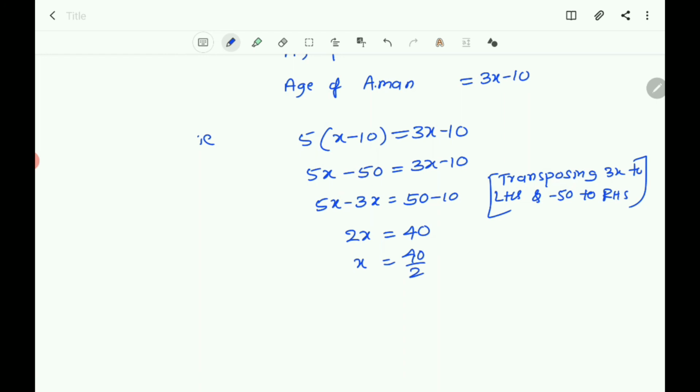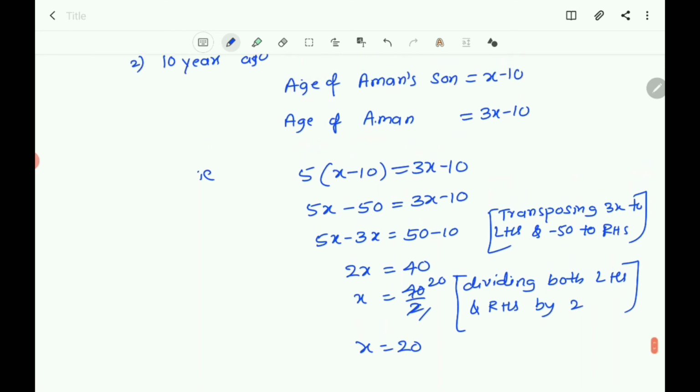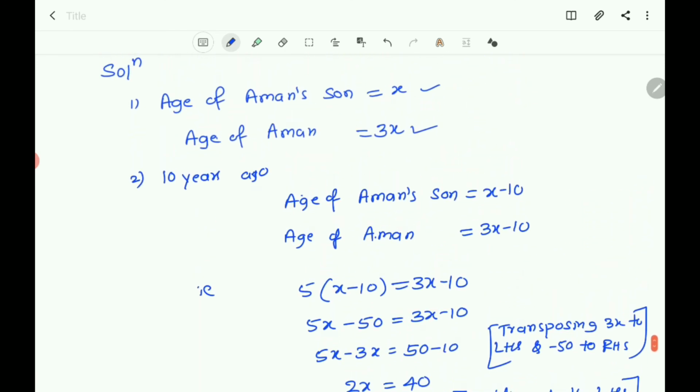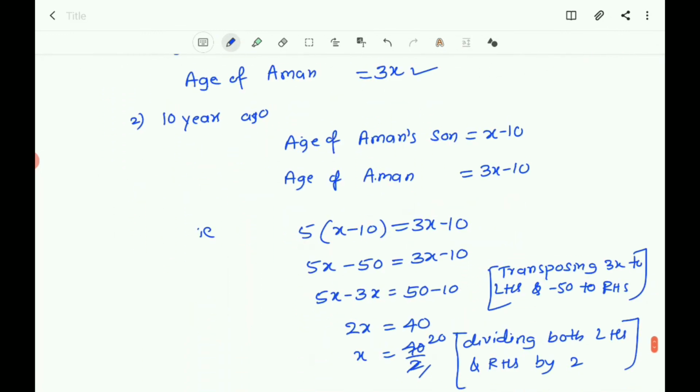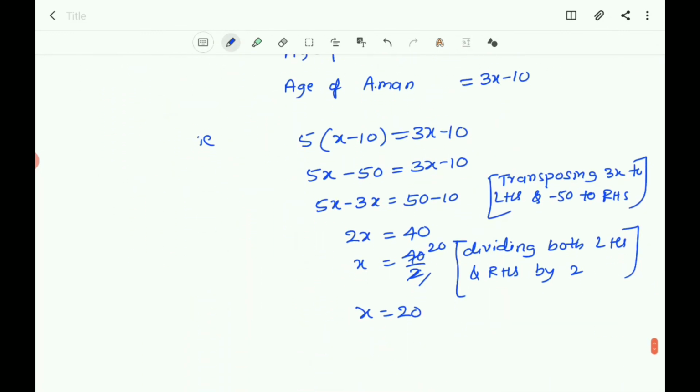That is nothing but transposing 2 to RHS, that is dividing both LHS and RHS by 2. So it becomes x equals 40 by 2, that is 20. 2 ones are 2, 2 twos are 4. So you got the value of x is 20, which means that is the age of Aman's son. So Aman's son's present age is 20 years.